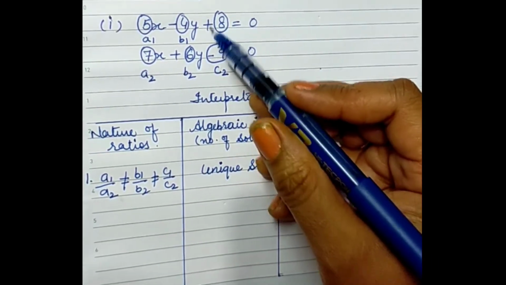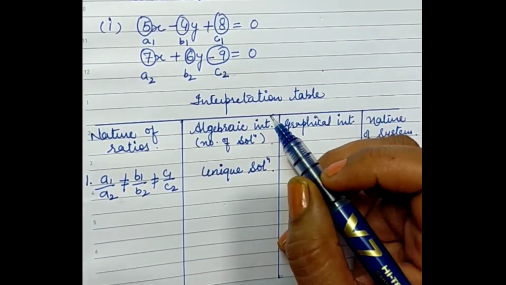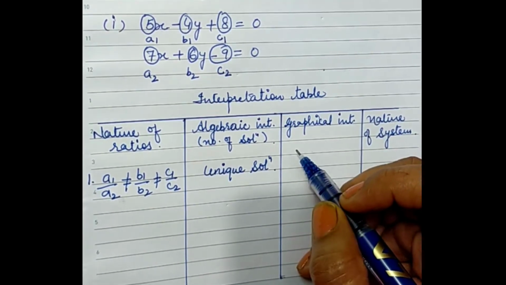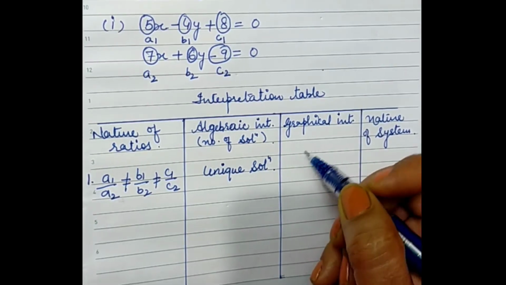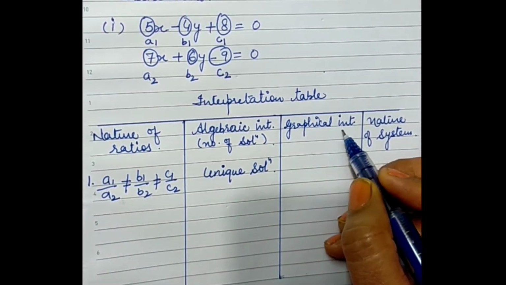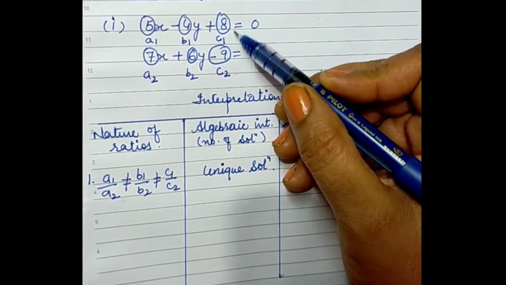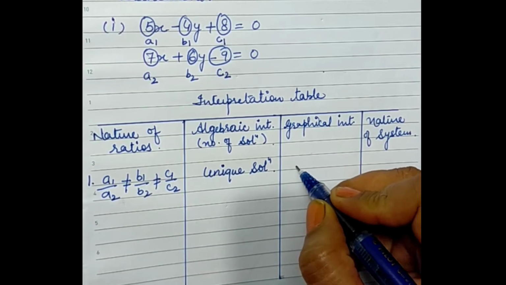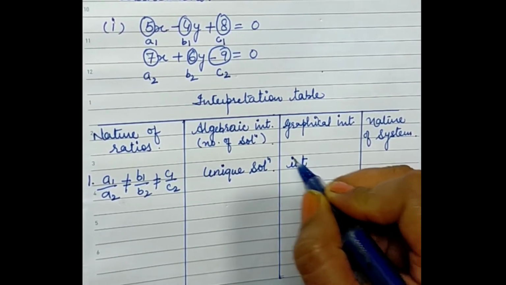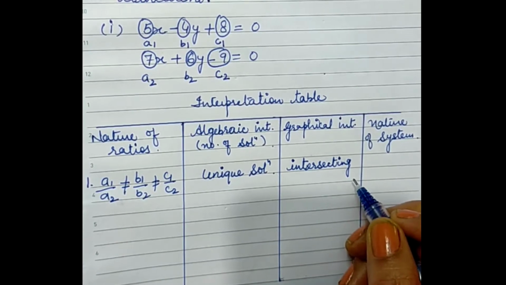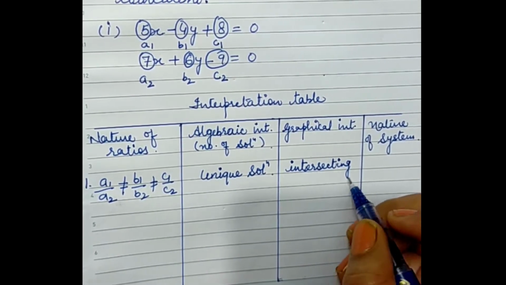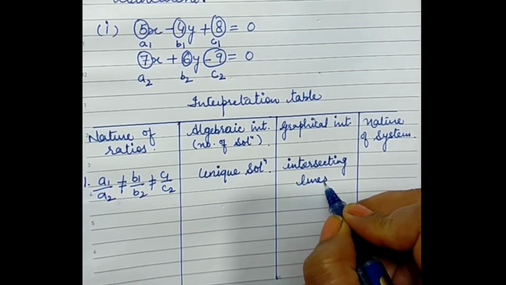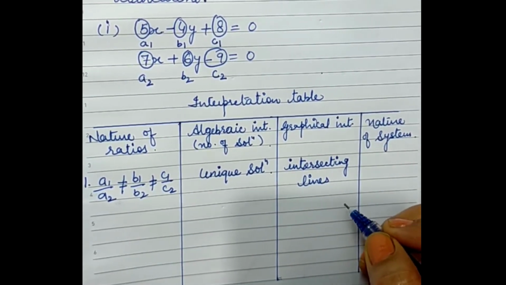That means when you solve these two equations, you will get one solution for x and another one for y. Exactly one value for x and another value for y. And what will be the graphical interpretation? That means we will be drawing the graph and they will intersect exactly at one point. The lines will be intersecting and the point of intersection will be the solution because it has a unique solution. Intersecting lines we will get as the graphical interpretation.